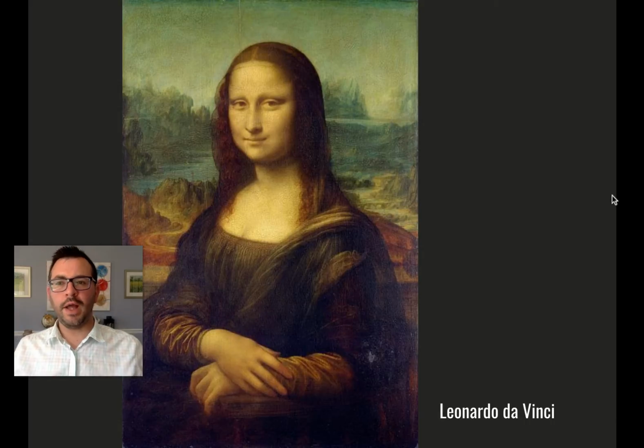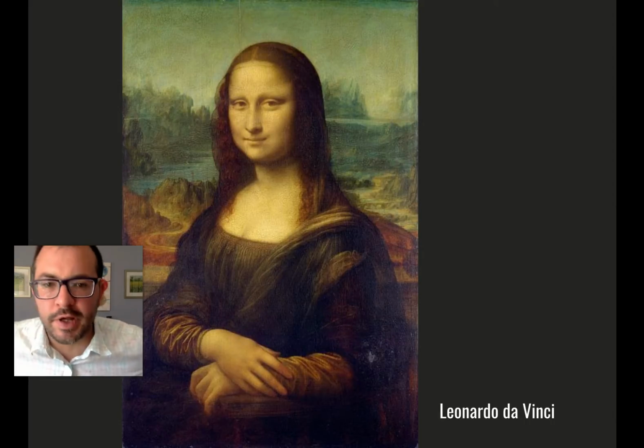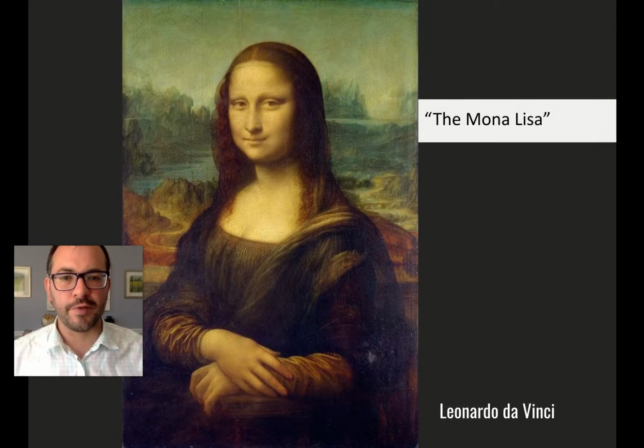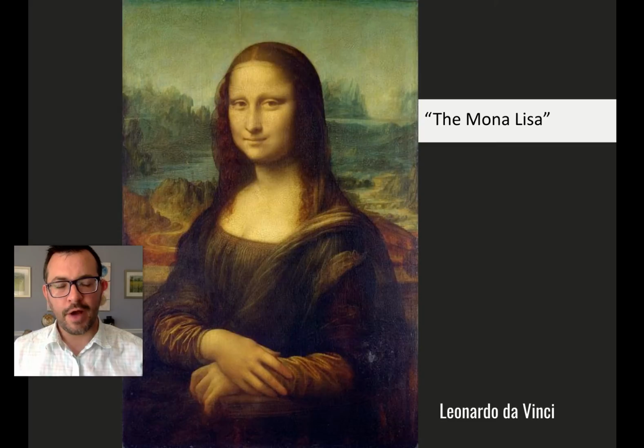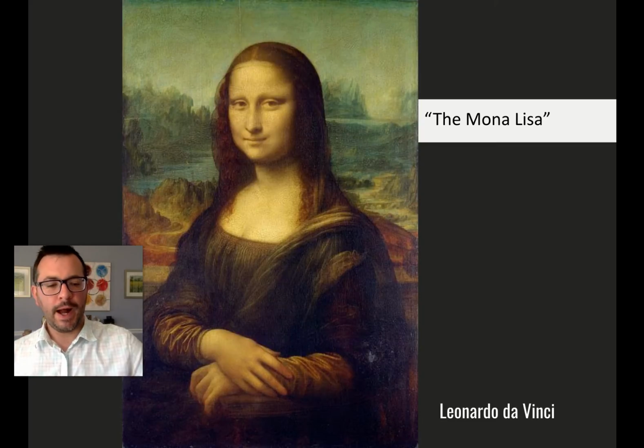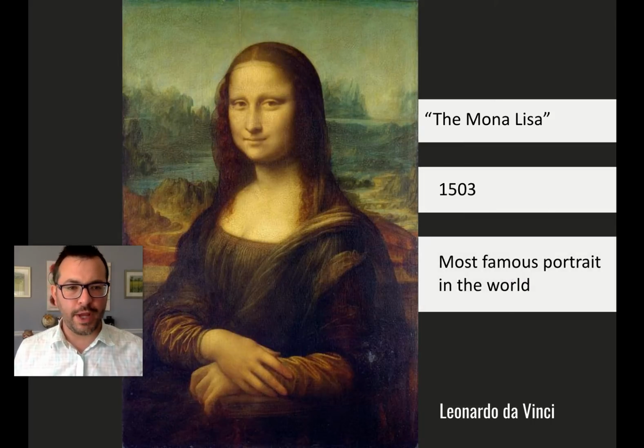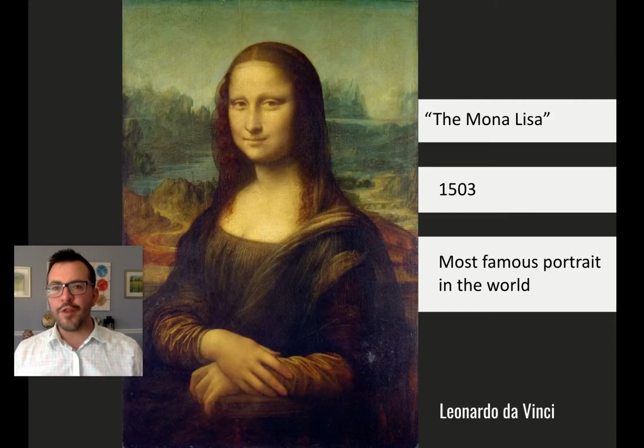Fantastic. So I love their discussion of it. There are a couple of things about the Mona Lisa that Dr. Beth Harris and Stephen Zucker pointed out that I want us to discuss. So the first image that you should include in your art journals for Leonardo da Vinci is the Mona Lisa. The Mona Lisa was painted in 1503, and it is undoubtedly the most famous portrait in the world.